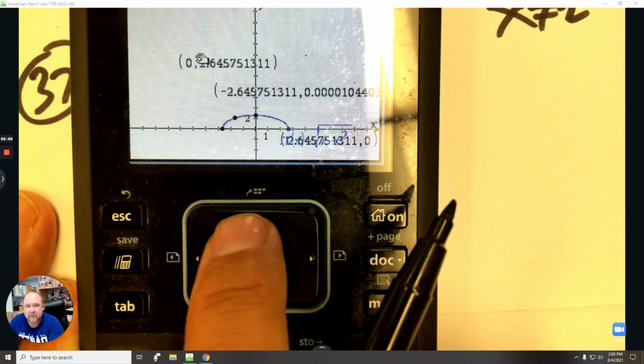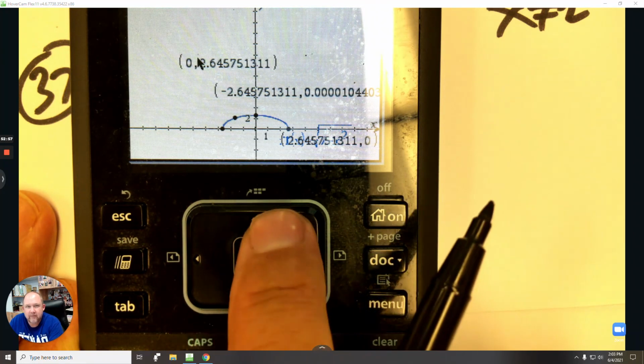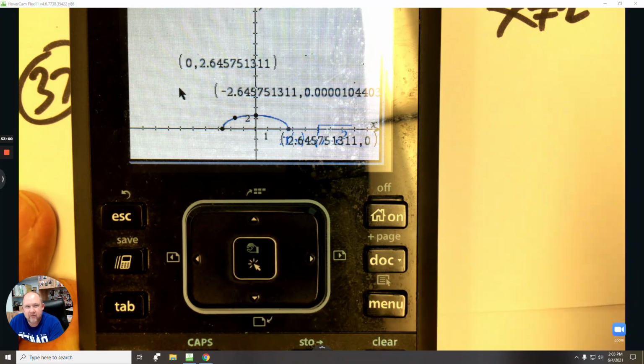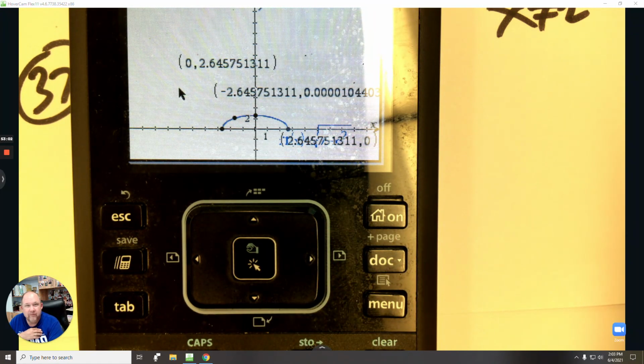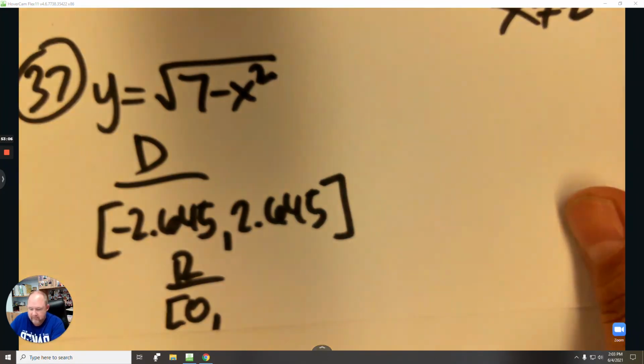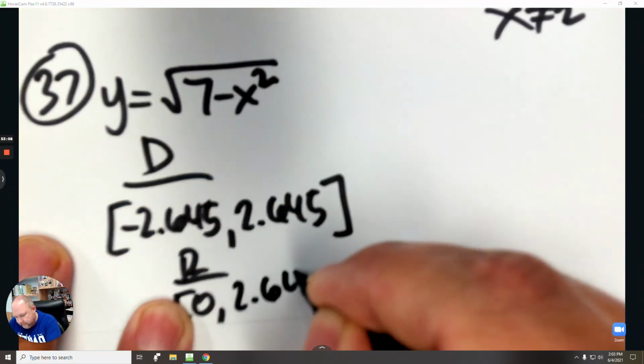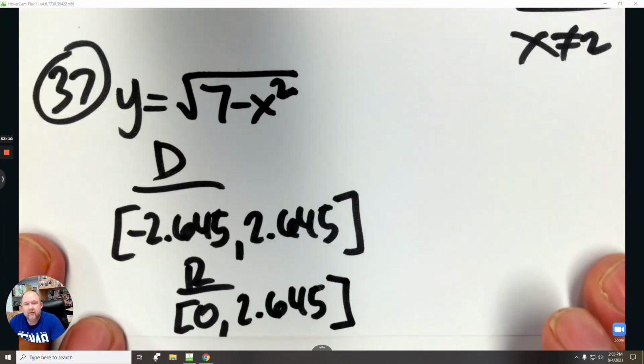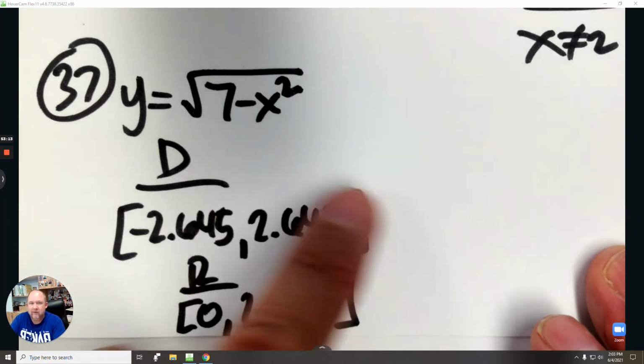Oh, it's the same number. How fun is that? So it's 2.645, that y value, that's the max. So it goes 0 to 2.645. So there's the domain and the range using a calculator.